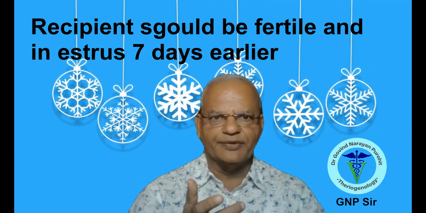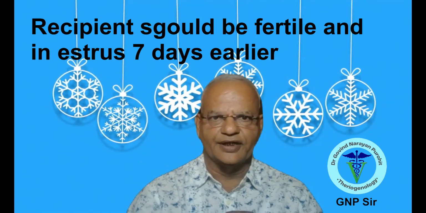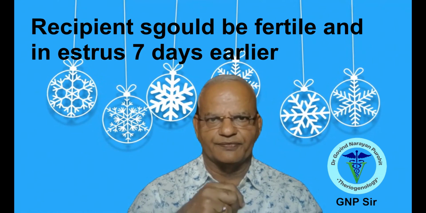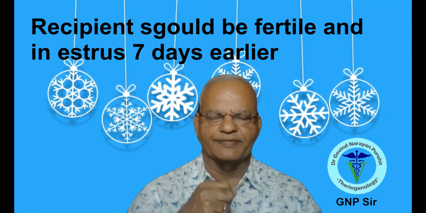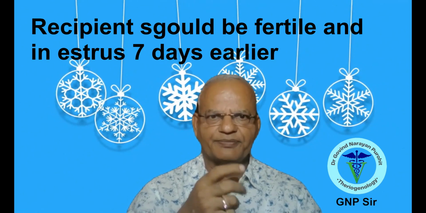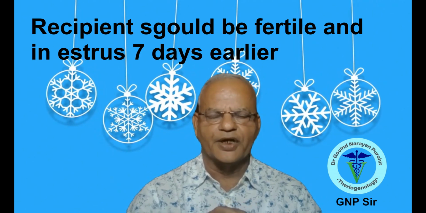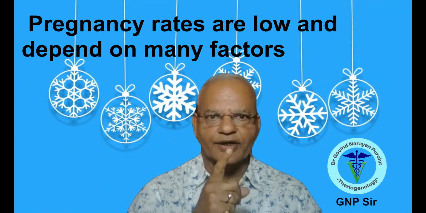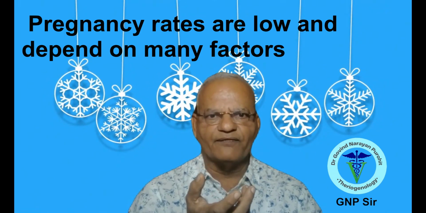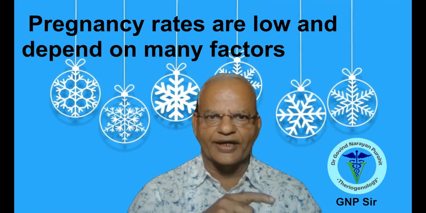So we transfer the embryos, and then we wait for pregnancy. Many a times, some of the embryos will be lost, it will be disintegrated, or sometimes the recipient will not accept it. So pregnancy rates may be low with embryo transfer as compared to artificial insemination, but from one donor you can get more number of progenies by transferring them to recipients, synchronized recipients.